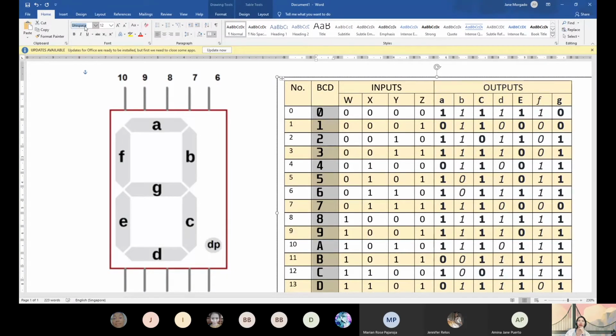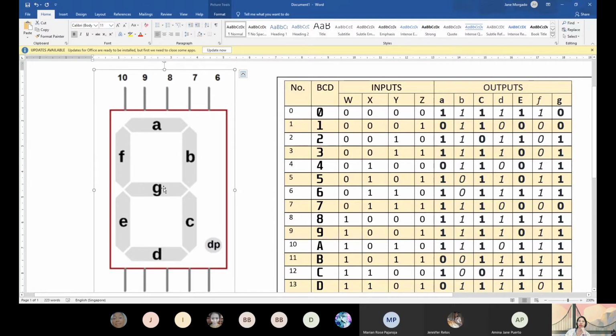I only chose this Unispace font. Kasi parang digital siya, di ba? Digitized. But 0, so 0 sa 7 segment, you need to light up A, B, C, D, E, F. Okay? So that's why A, B, C, D, E, F are 1. Okay? So G is 0, that means patay yung G.